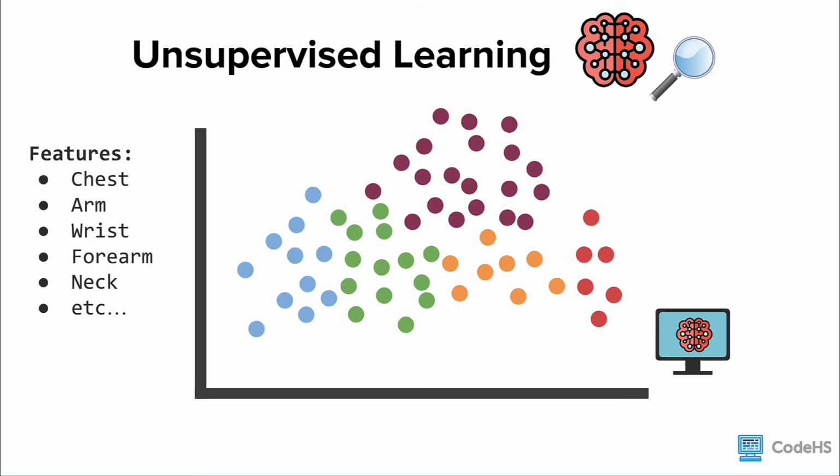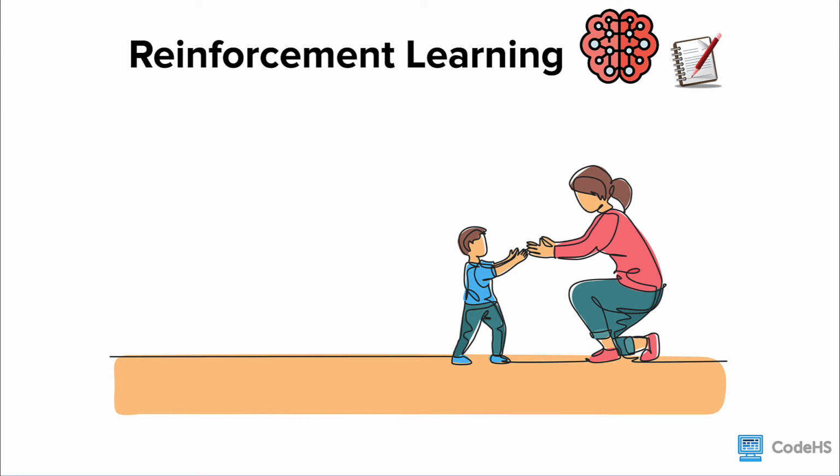Another clustering example could be using different body measurements, like for the chest, arm, wrist, forearm, neck, etc., to create groupings for shirt sizes. The last type of machine learning we'll talk about is something called reinforcement learning. At its core, reinforcement learning is simply learning to complete a task or about the world through trial and error.